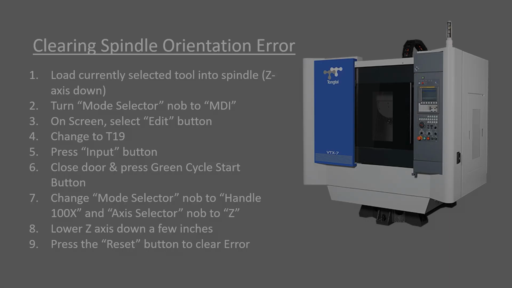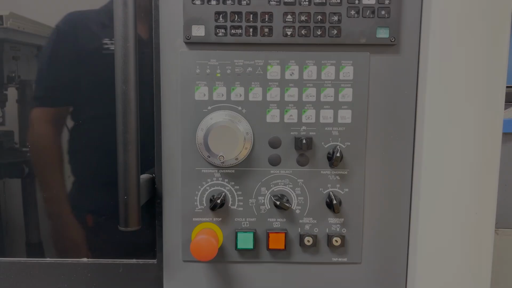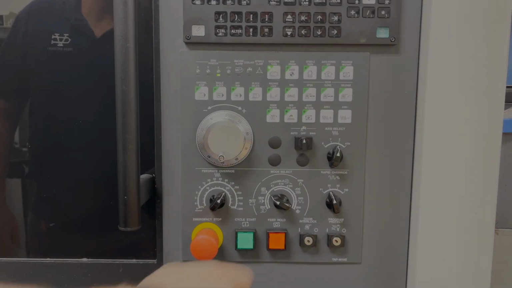When the machine first starts up, it does not know the orientation of the spindle. The spindle needs to be in a specific orientation in order to change tools. The following steps will show you how to clear this error. Bring down spindle to load currently selected tool.